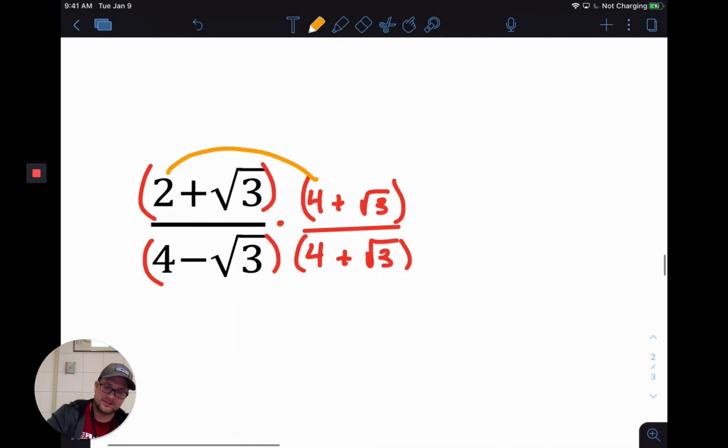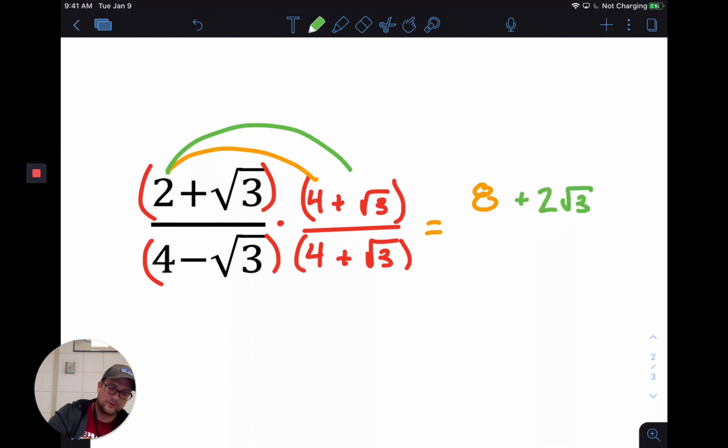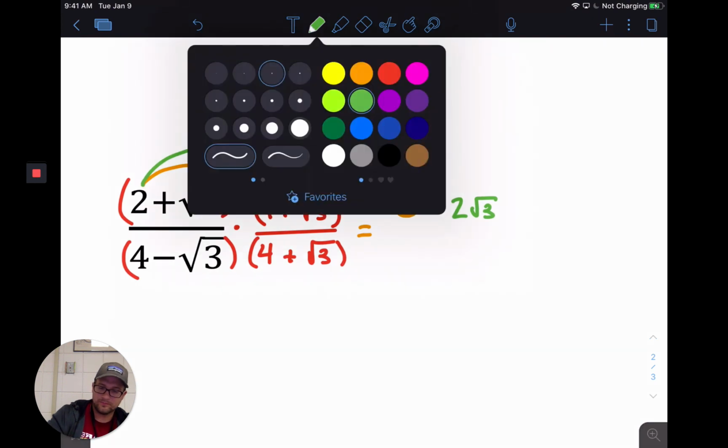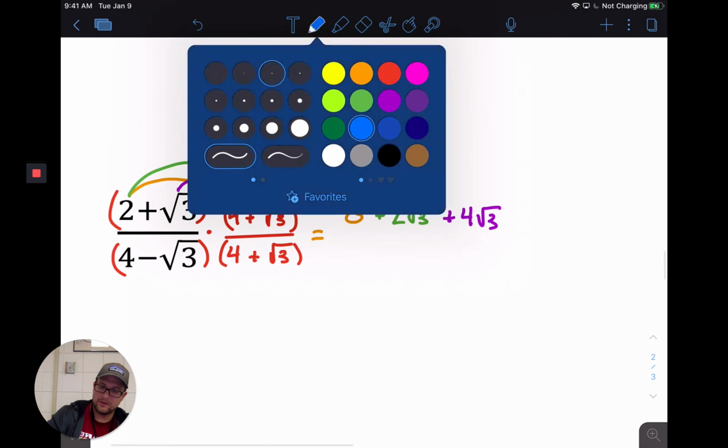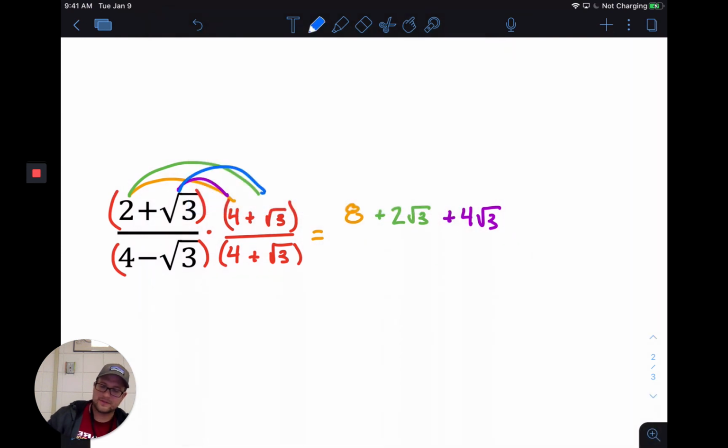So multiplying across the top, 2 times 4 is going to give us 8. 2 times the square root of 3 is going to give us a positive 2 square roots of 3. The square root of 3 times 4 is going to give us 4 square roots of 3. And the square root of 3 times the square root of 3, again, we have 2 of the same square roots being multiplied together, so the square roots drop off, and that becomes just 3.